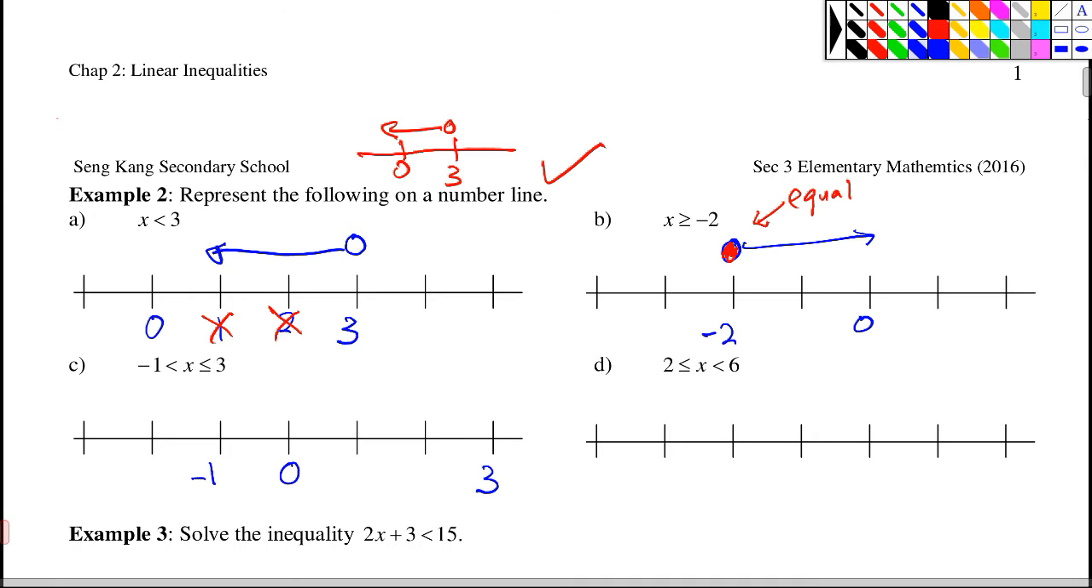So what do I do? Draw a circle. Draw a dash. Draw a circle. So this means what? This means that my answer lies between negative 1 and 3. Where do I color? I color at the 3. So I color the dot at 3. Okay, so check that this is your answer.